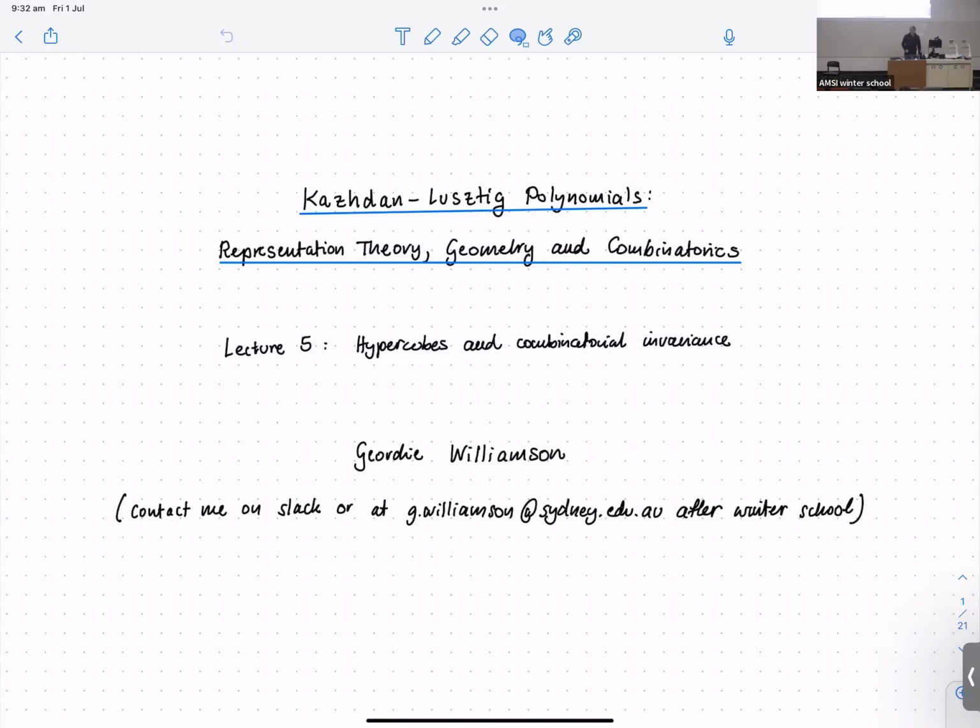This is the last lecture, and I'll try to be gentle, as I know that some people are struggling a little bit today. So I want to explain a conjecture which should solve combinatorial invariance for symmetric groups. And I think it's just interesting, and it also came out of the machine learning stuff that I was talking about last night.